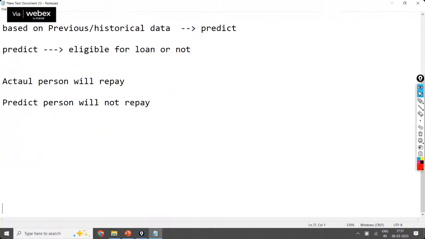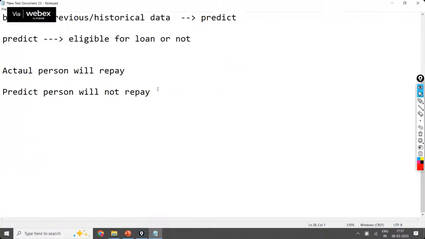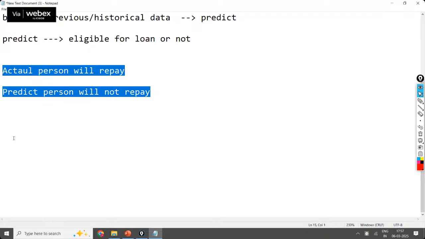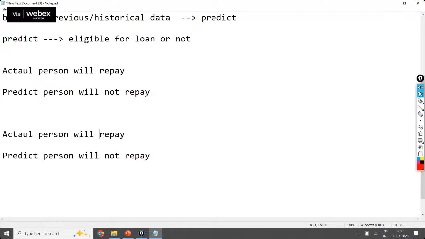But in the other case, actually the person will not repay the loan, but you have predicted the person will repay the loan. Now in this case, what happens? Forget about the interest money, the principal amount also will not be recovered. If you give 5 lakhs, forget the interest money. What about the original 5 lakhs? It is going to be a loss.